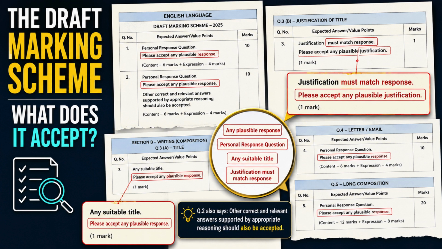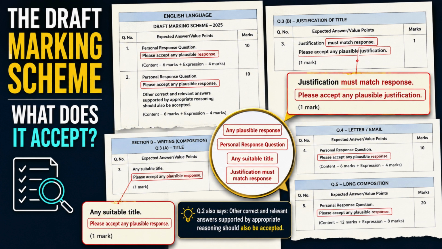Let's look at the draft marking scheme. And this is where you get another important piece of information. Across the questions, the marking scheme repeatedly uses phrases like, personal response question. Please accept any plausible response. Any suitable title plus any plausible justification. And in question 2, it says that other correct and relevant answers supported by appropriate reasoning should also be accepted.